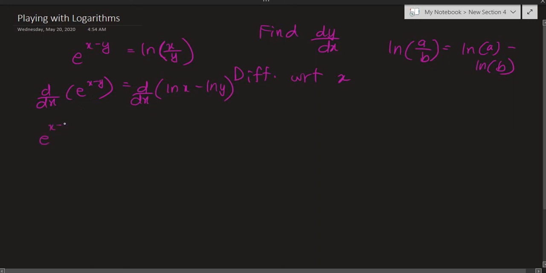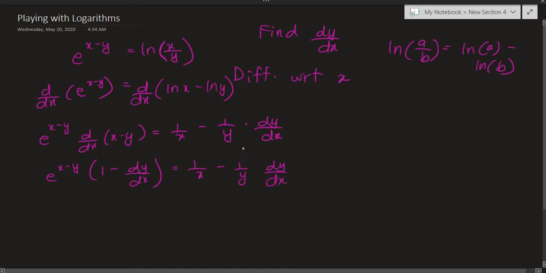Well, using the chain rule, e raised to x minus y times the derivative of x minus y being equal to 1 over x, that's the derivative of the natural log, minus 1 over y times dy over dx. Implicit differentiation, we just learned that today. So we have e raised to x minus y times 1 minus dy over dx being equal to 1 over x minus 1 over y times dy over dx. Now if we were to quickly make dy over dx the subject of our equation doing some basic algebraic manipulation, we end up with e raised to x minus y minus 1 over x divided by e raised to x minus y minus 1 over y. So great, we found our dy over dx.